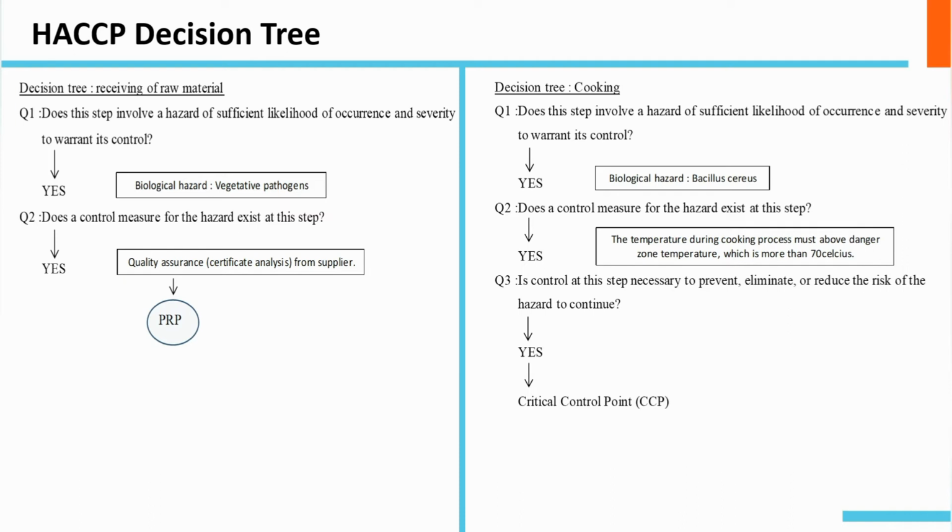Cooking involves a biological hazard, Bacillus cereus, and the control measure is that the temperature during the cooking process must be above danger zone temperature, which is more than 70 Celsius. This step needs to be controlled in order to prevent, eliminate, or reduce the risk of the hazard to continue. Thus, this step is a critical control point, or CCP.